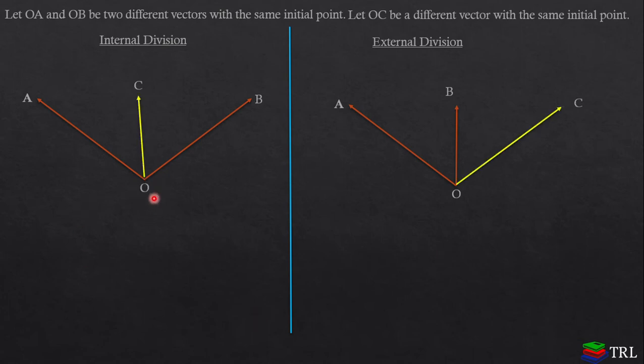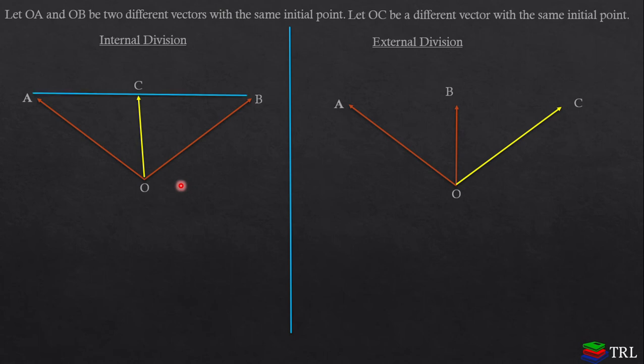So we have that OC is a different vector with the same initial point. That is, vectors OA, OC, and OB are co-initial vectors. Now the location of vector OC is very important in each section. In the internal division section, we have that vector OC is in between vector OA and vector OB, whereas in the external division section, we have vector OC to be after vector OB. So in the internal section, we have OC to be in the middle, and we have OC to be after vector OB in the external division section.